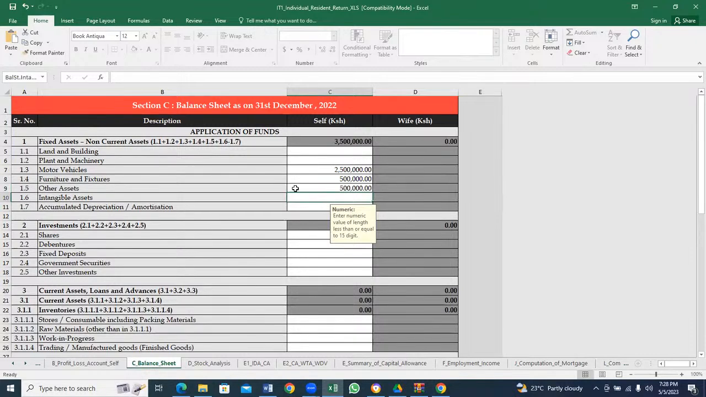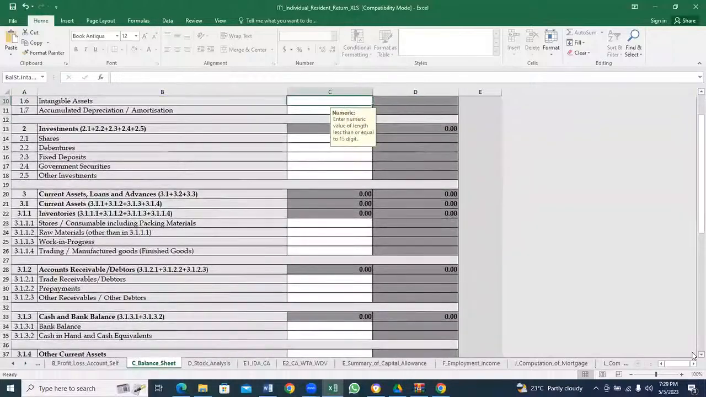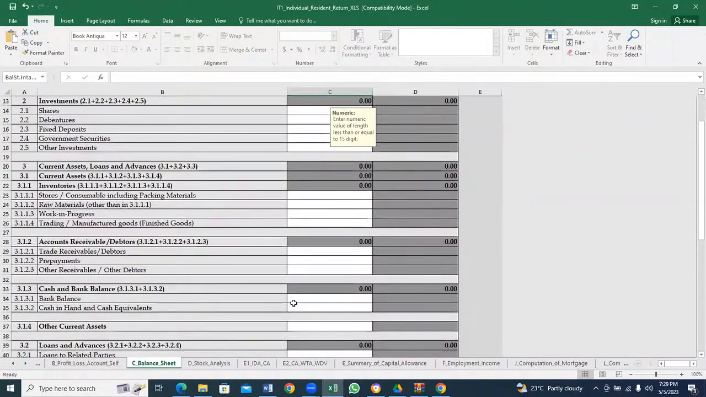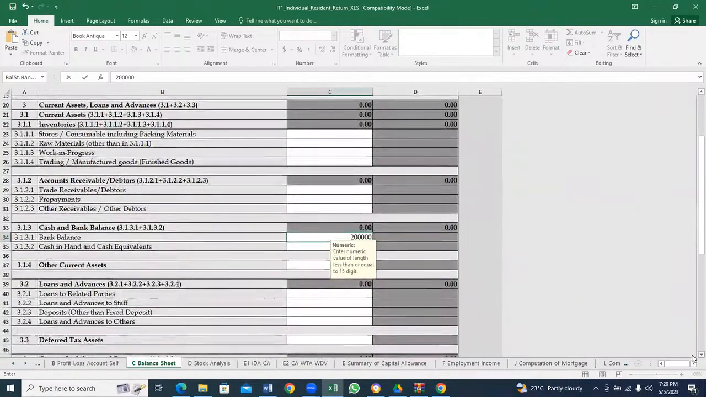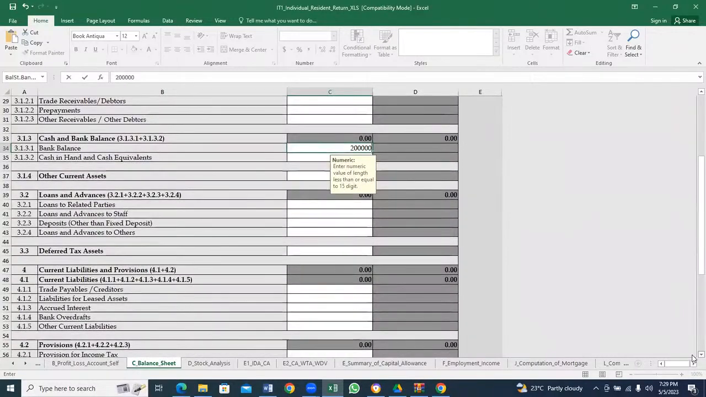Then I also have another figure by the name cash in bank, that should fall under current assets. So cash in bank, come and put it here, 200,000. So that we are done with the assets just like that.